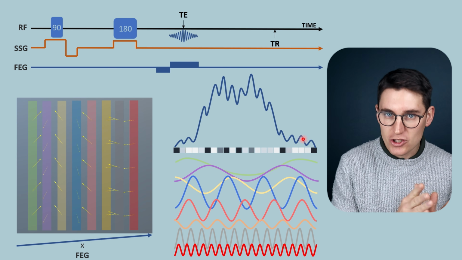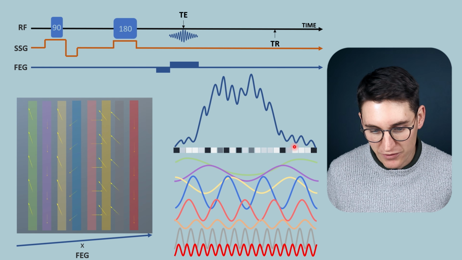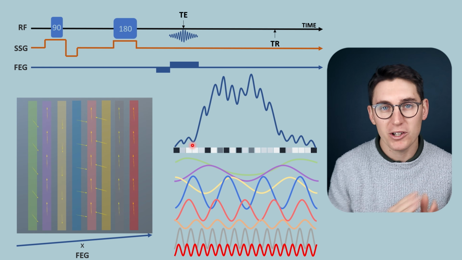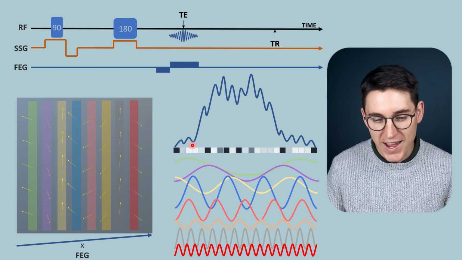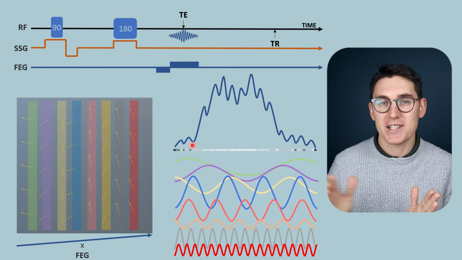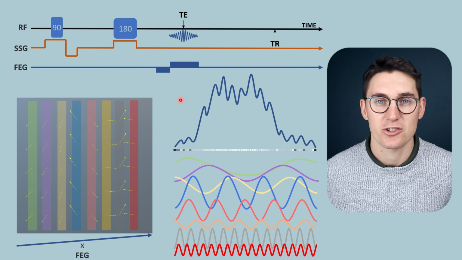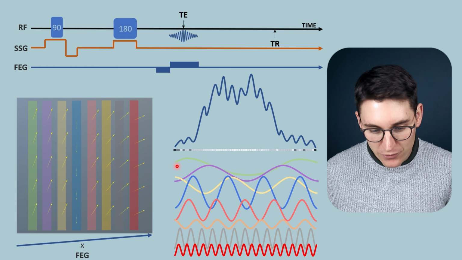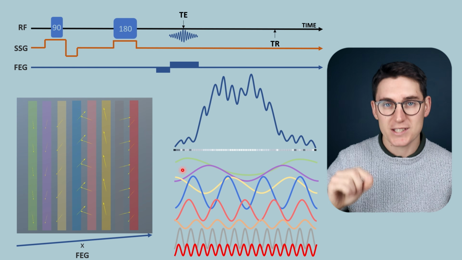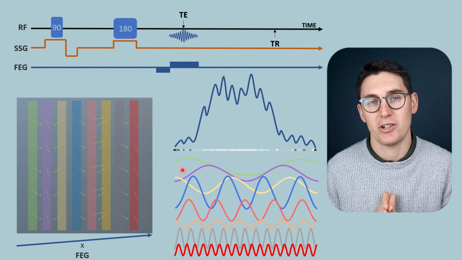Now, we saw that we can sample that analog signal multiple different times, and I used a very small sample number when we looked at frequency encoding. In fact, we can sample that many more times. We often use 128 or 256 different samples during that data acquisition period. Now, the frequencies that are contributing to this signal remain the same. They're based on that x-axis frequency encoding gradient.